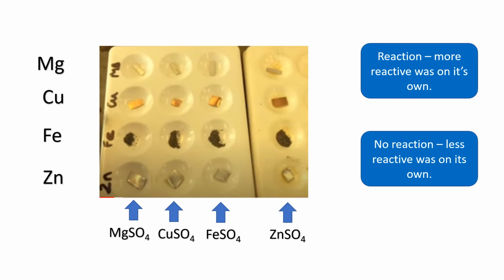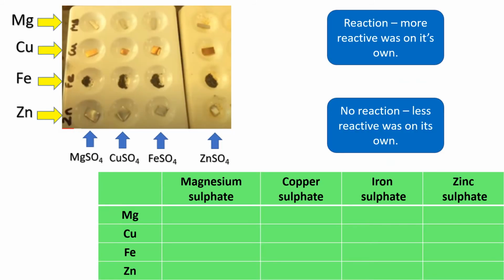You can see at the bottom there, I've got my liquids, my compounds: magnesium sulfate, copper sulfate, iron sulfate and zinc sulfate. It doesn't have to be a sulfate, it's just got to be part of the compound. And then I've got all my magnesium ribbons here. There's my copper pieces, my iron powder and my zinc pieces. So those are the elements that I'm going to be reacting with the compounds. And what I'm looking for, my rules here then, is if there is a reaction, the more reactive one was on its own at the start, and if there's no reaction, the less reactive one was on its own at the start.